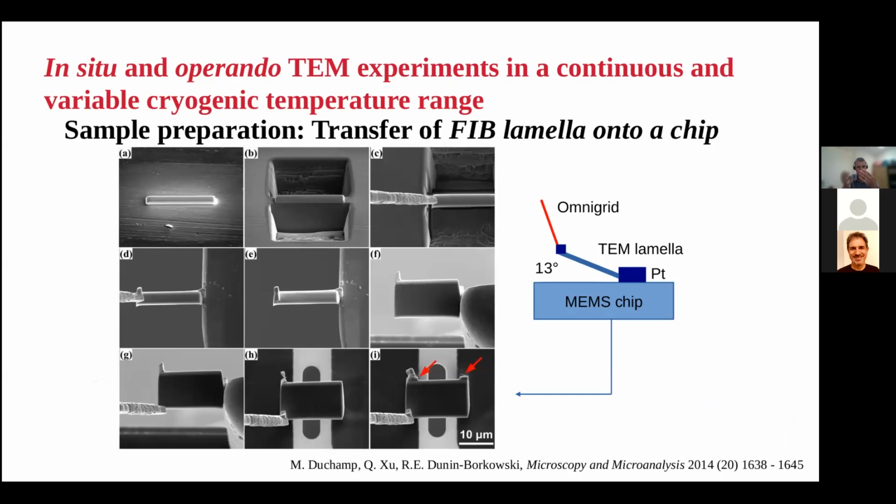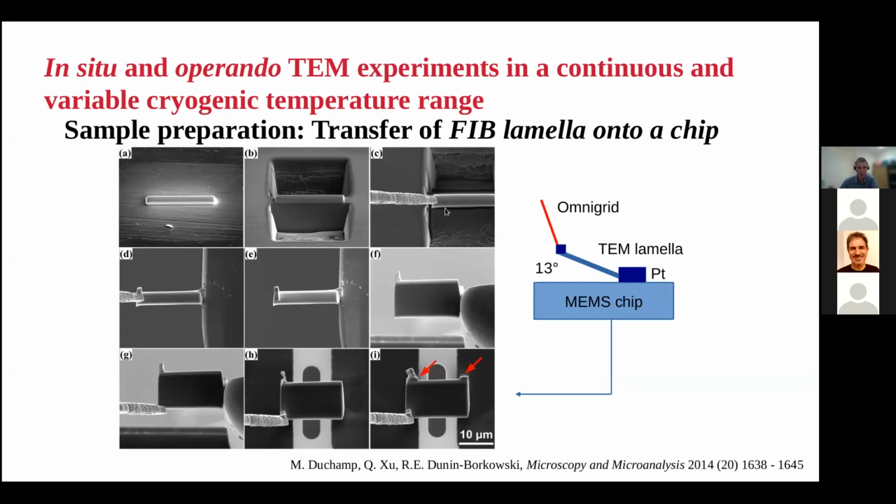A TEM lamella is typically an object that you extract from your bulk material, and the size of the lamella is typically 20 micron width by 10 micron height. And when the lamella is electron transparent, at the end of the preparation, it should be less than 200 nanometer thick.